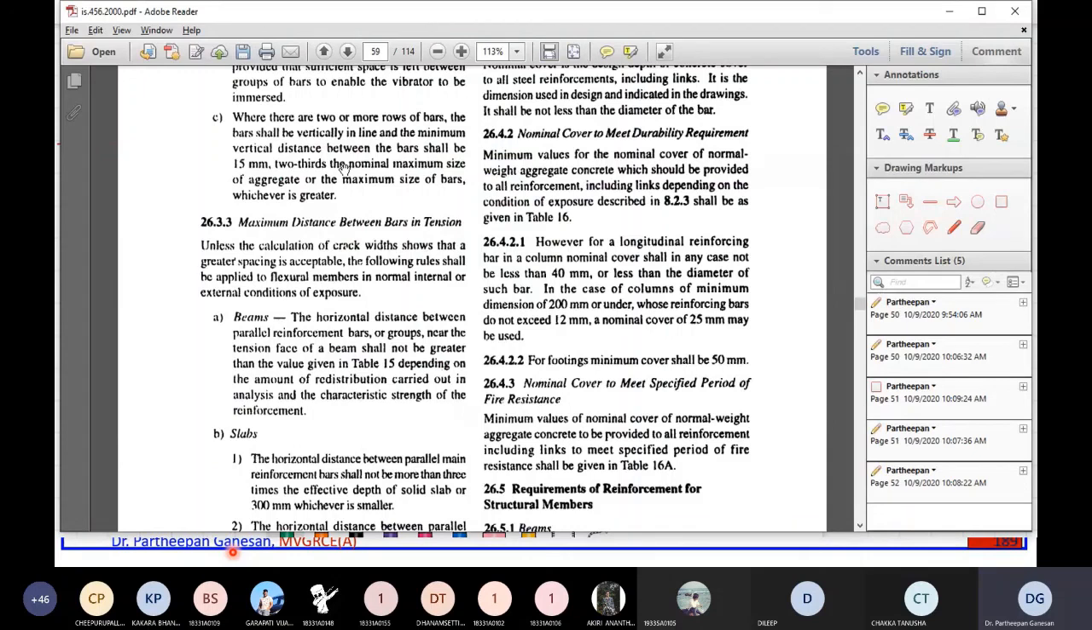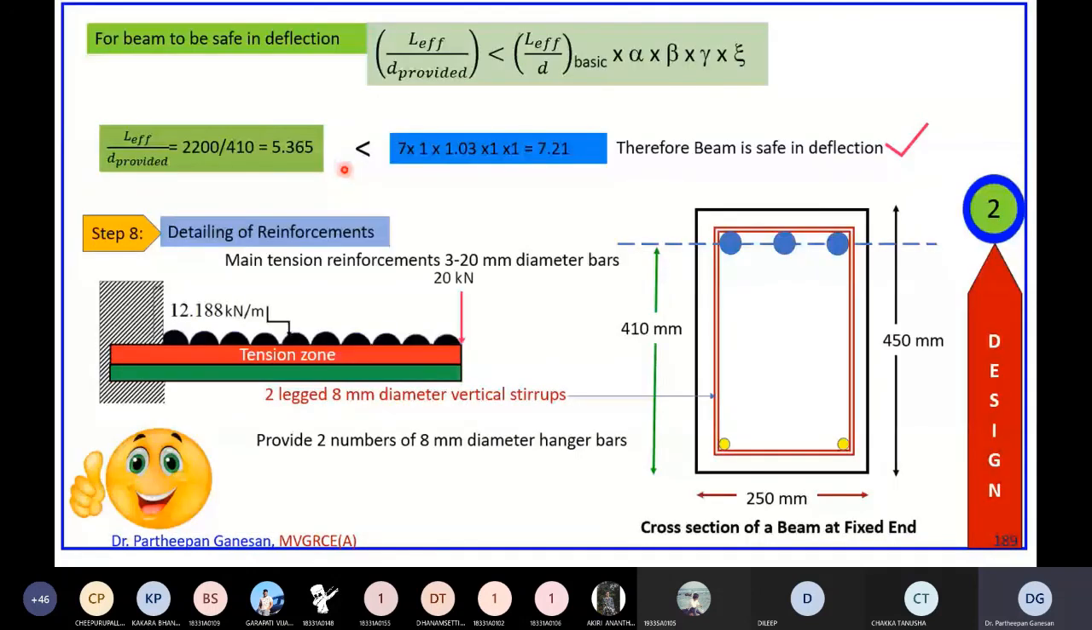So I solved one example on a simply supported beam and another example on a cantilever beam. So that completes our discussion on singly reinforced beams. Any doubt to anybody so far? Only thing is, be careful while drawing the detailing. Don't reverse it. For a cantilever beam, your tension zone is at the top, so reinforcement will be at the top. Otherwise, they will think that you don't know anything about the behavior of a cantilever beam or simply supported beam.